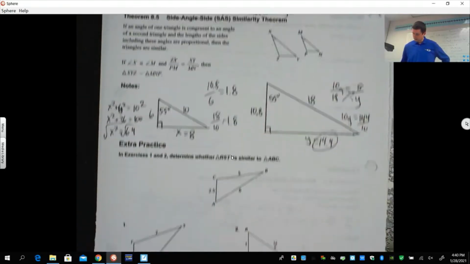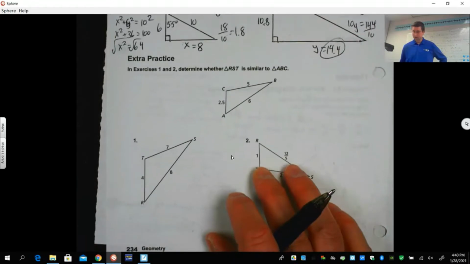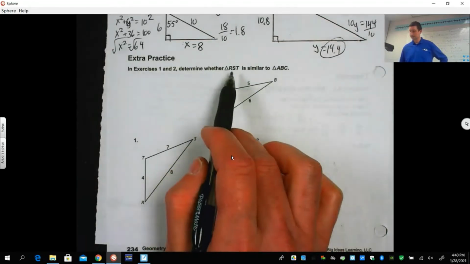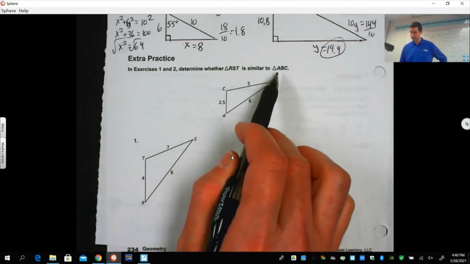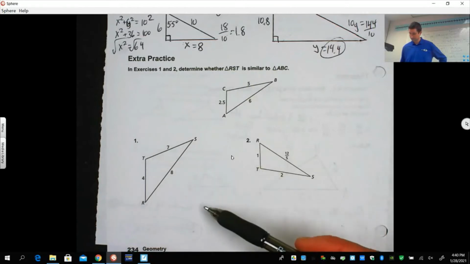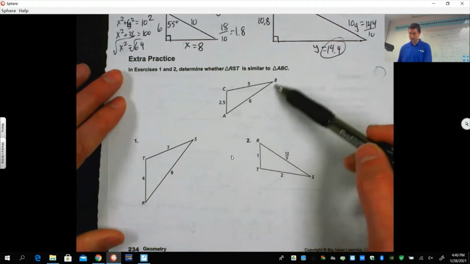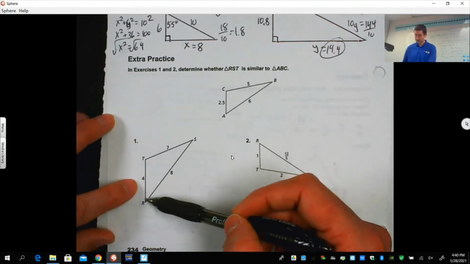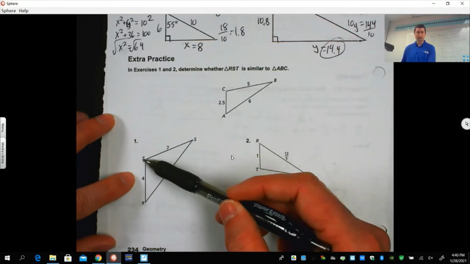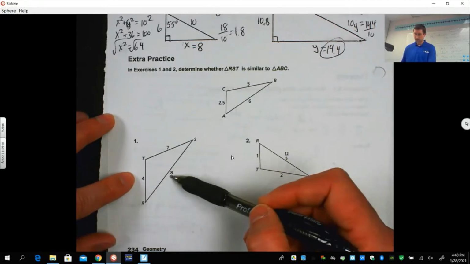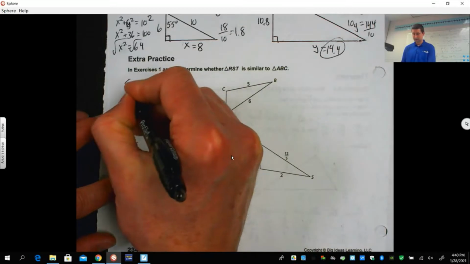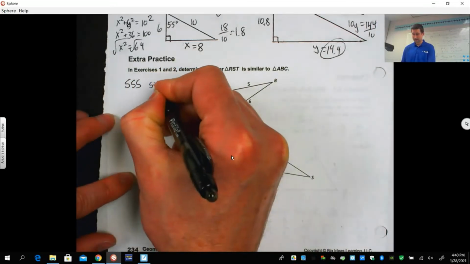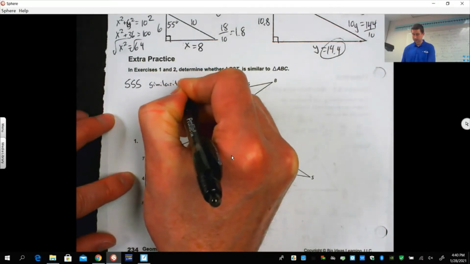Okay, extra practice, or examples here, page 234. Determine whether triangle RST is similar to triangle ABC. Okay, so here's triangle ABC. They want us to determine if RST is similar to it. And they notice that we're doing the sides, so we're checking out the side similarity. We're going to check the sides here.